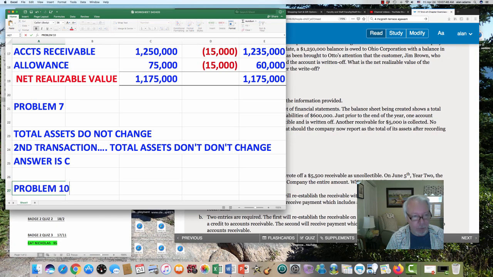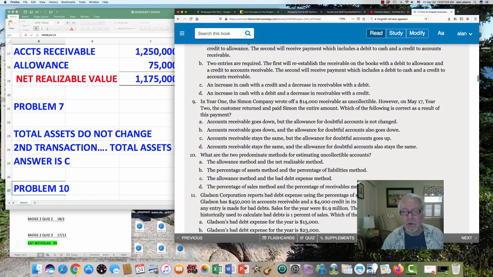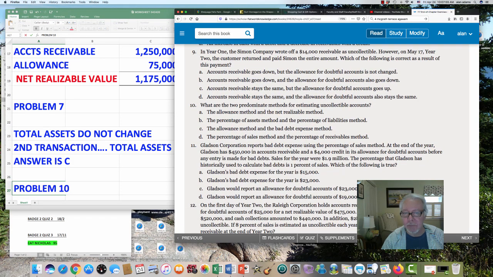Next, I asked you to try problem number 10. Let's see what it says. Okay, what are the two, that's a mistake, that should say predominant methods, for estimating uncollectible accounts? I told you that there were two. Accountants use both, but accountants far favor the second one to the first one.